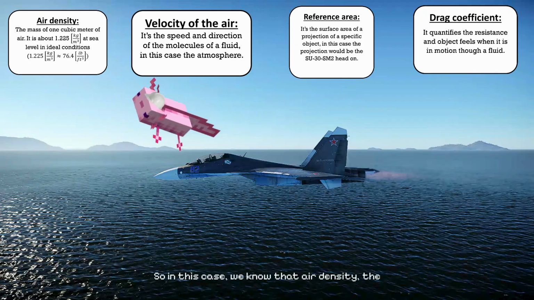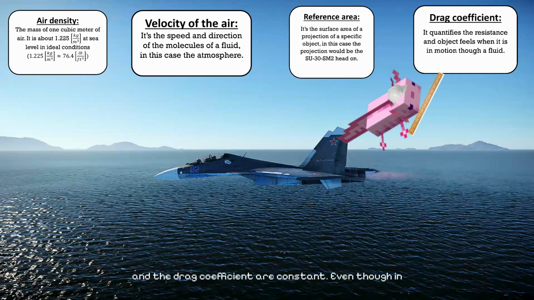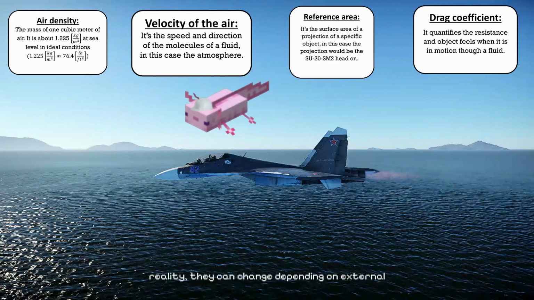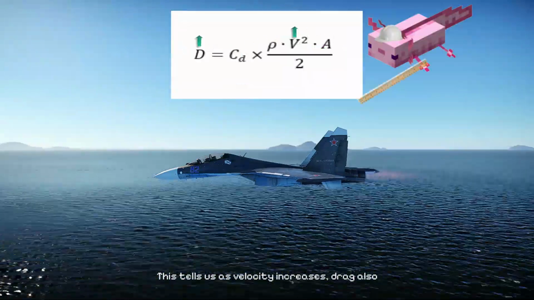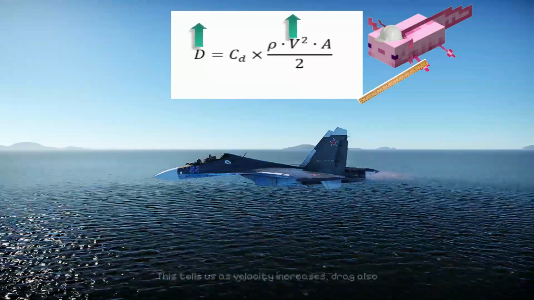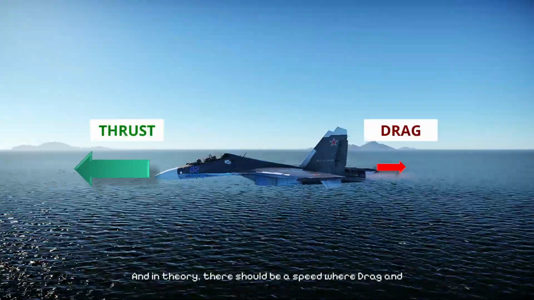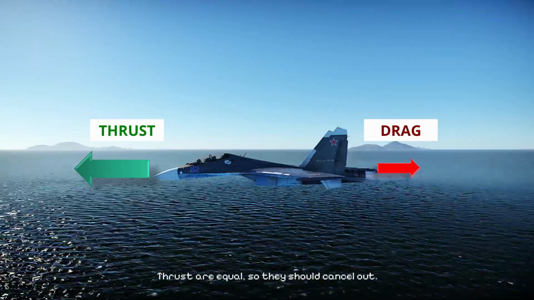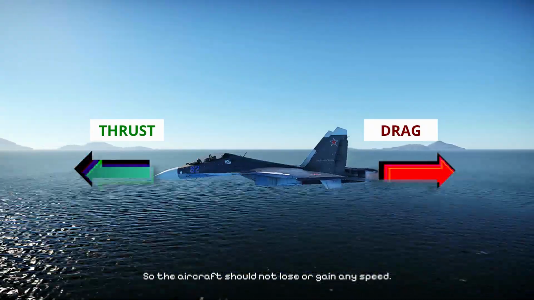So in this case, we know that air density, the reference area, and the drag coefficient are constant, even though in reality, they can change depending on external factors. So the only variable here would be velocity. This tells us as velocity increases, drag also increases. And in theory, there should be a speed where drag and thrust are equal, so they should cancel out. So the aircraft should not lose or gain any speed.